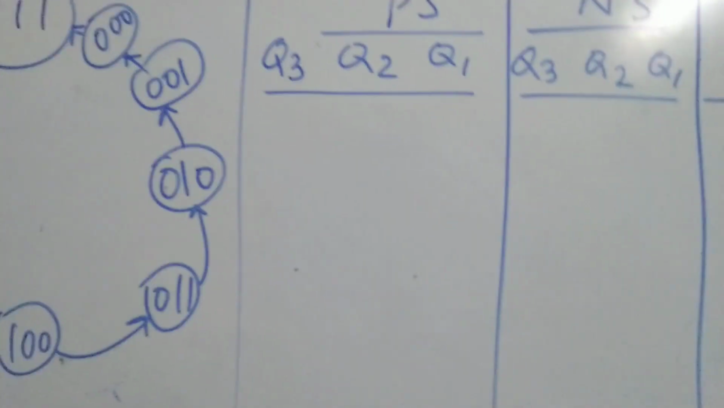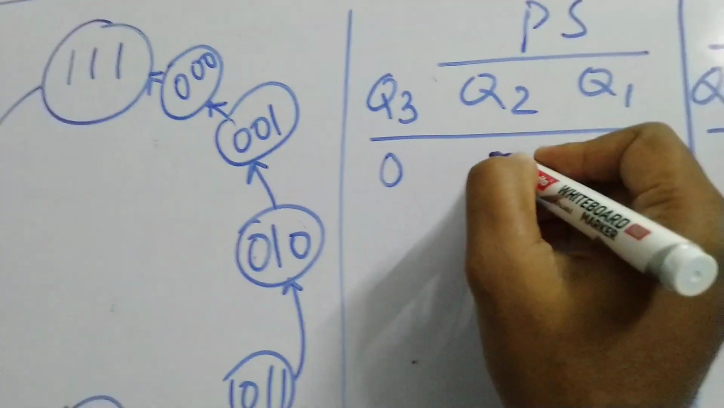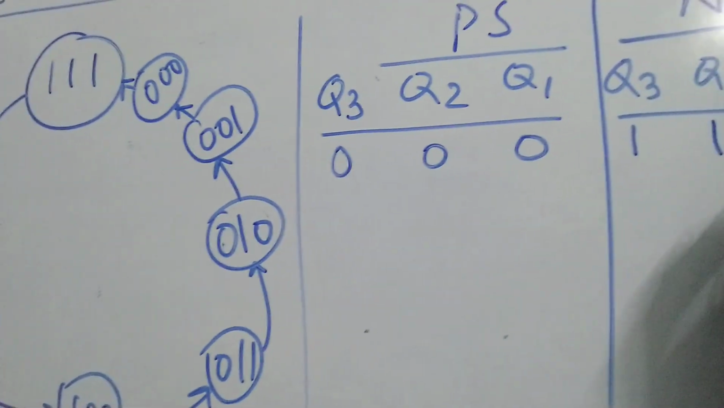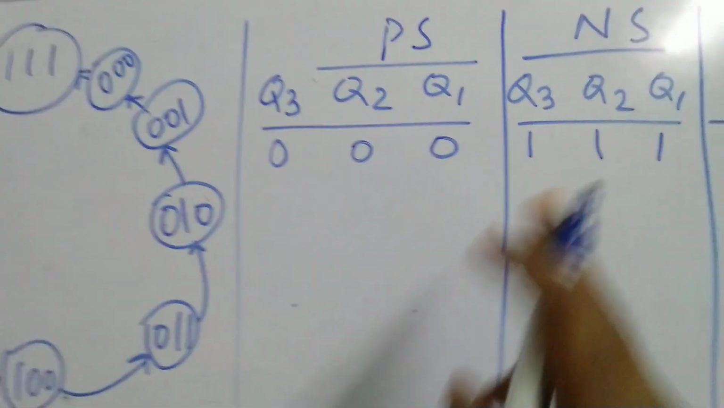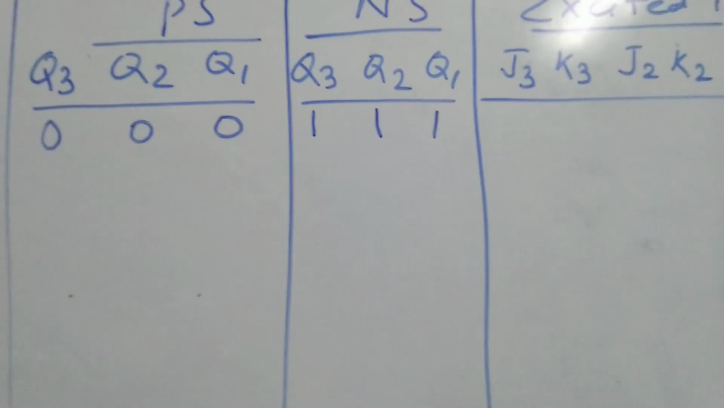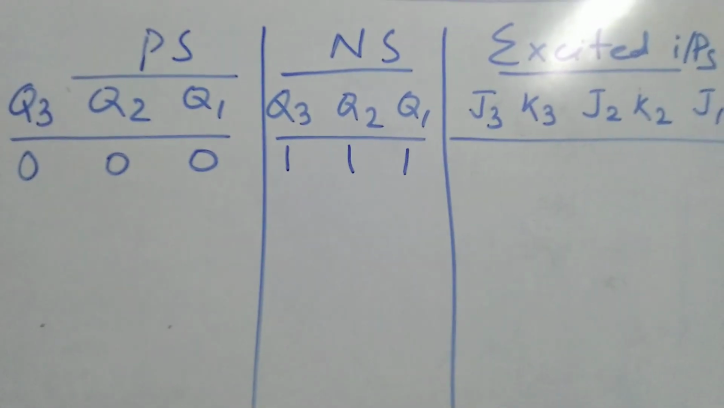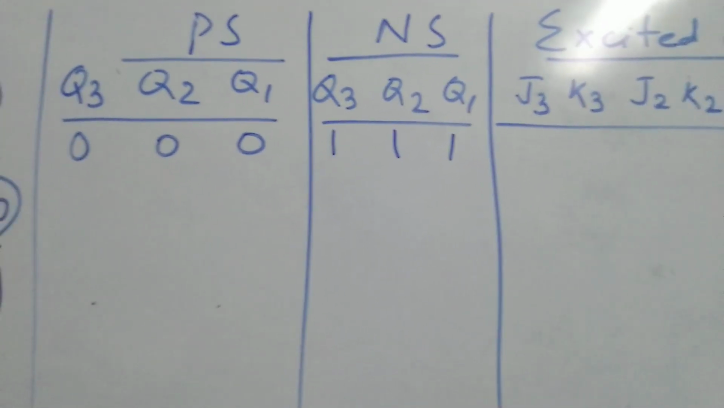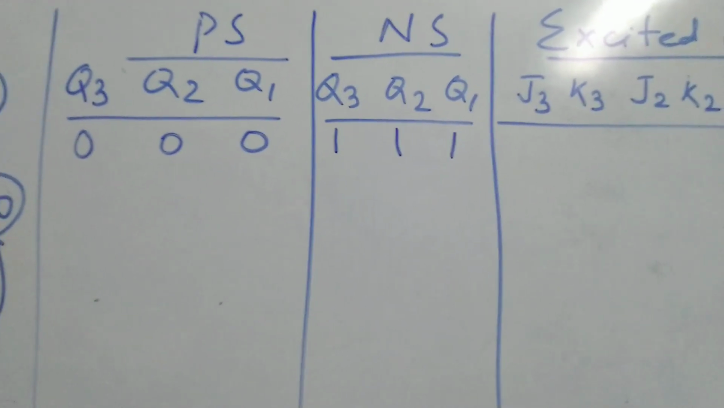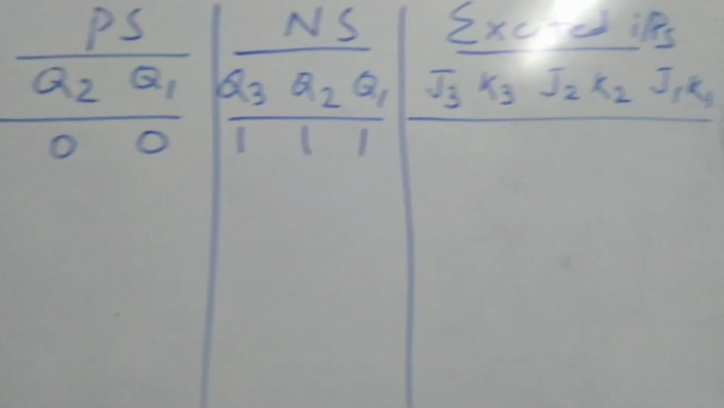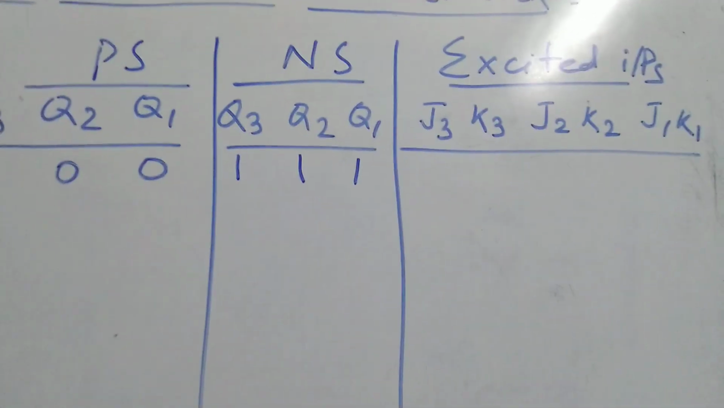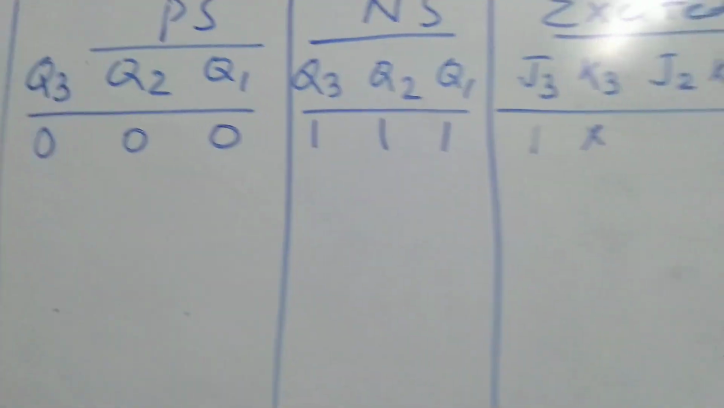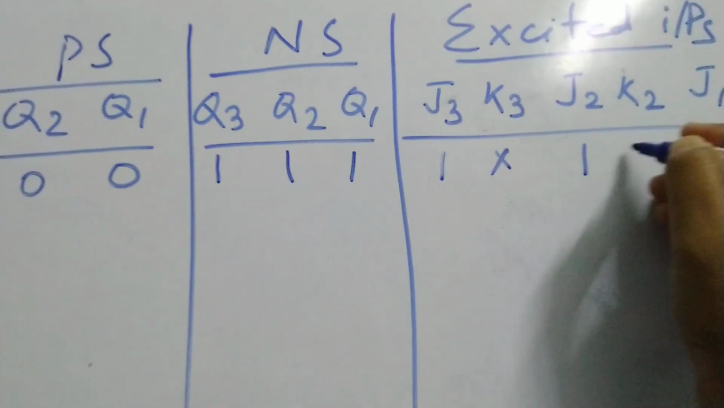Now present state is 0 0 0 and the next state will be 1 1 1. So 0 to 1 is possible for a JK flip-flop when JK is 1 1 and 1 0. So in combined form we can say that J is 1, K don't care. So J is 1, K don't care. Similarly these are also.